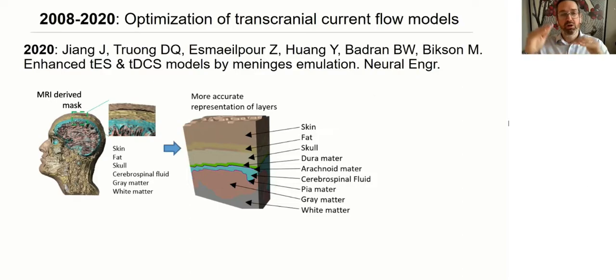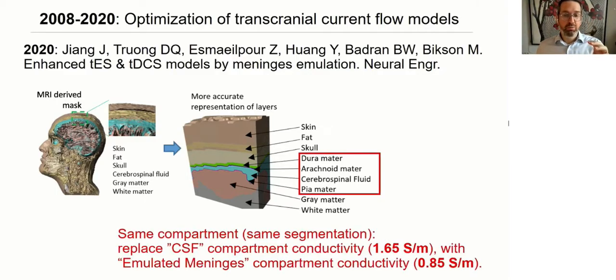And what we thought about the space between the brain and the skull, which was traditionally modeled as cerebral spinal fluid. However, I don't need to tell this audience that that's not what's between the brain and the skull. While there is some cerebral spinal fluid, most of that space is actually occupied by different forms of meninges, like the dura mater. And these are significantly more resistive than the CSF. And so it seemed a mistake to assume that all the space between the brain and the skull was this highly conductive fluid. But you can't actually model all these layers. It's computationally intractable. So the solution we came up with is to emulate them.